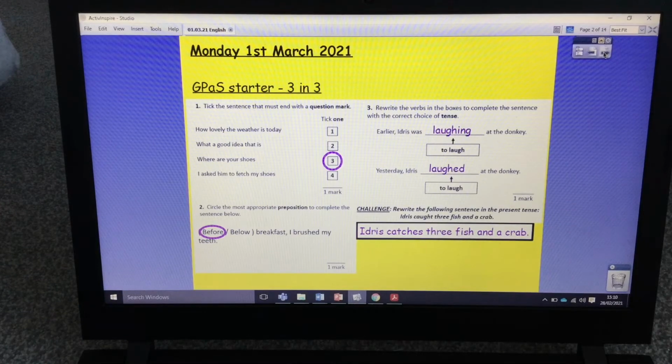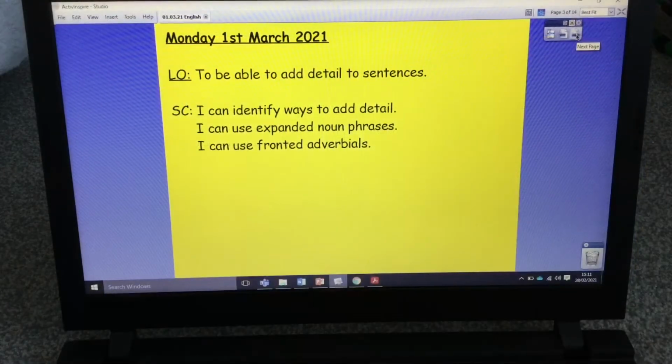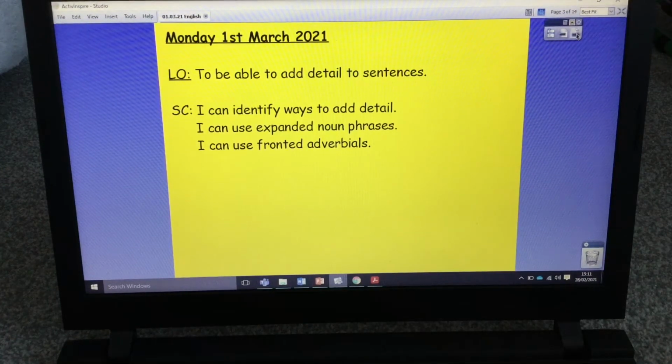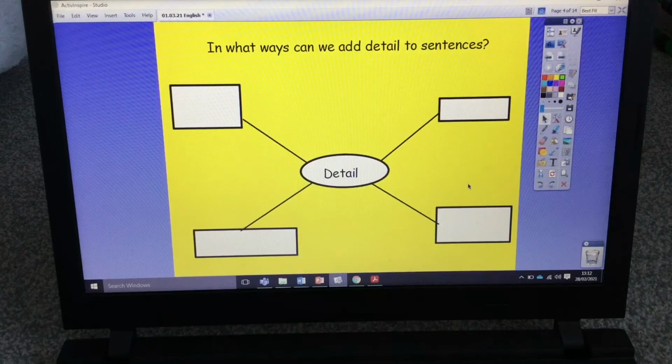Our main lesson today is actually a GPaS lesson, so we are learning today to be able to add detail to sentences. To be successful today, I can identify ways to add detail, I can use expanded noun phrases, I can use fronted adverbials. In what ways can we add detail to sentences?